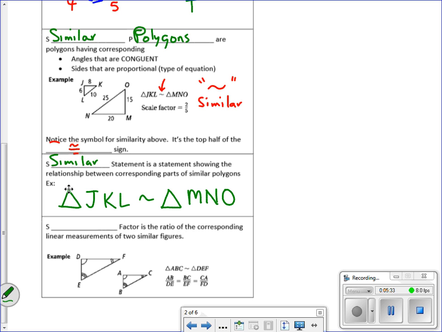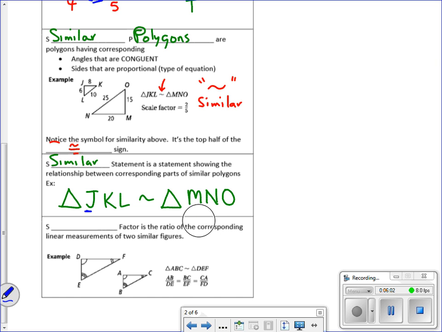So J, K, L, and then the next one, in this case, is in alphabetical order, but it might not be. But this is what I do know. I do know that angle J and angle M are congruent. Side JK and side MN is just two sides, right? The ratio between them will equal a ratio between any other two sets of sides. Again, we'll go into that in a little bit more detail as we go through this unit.